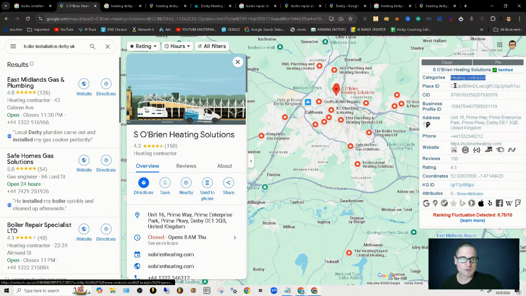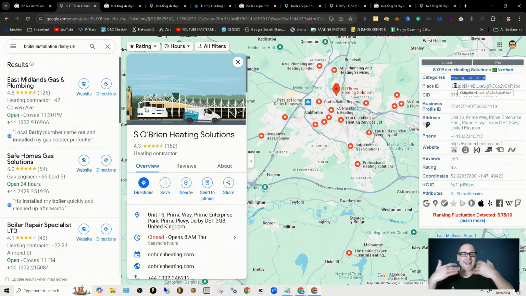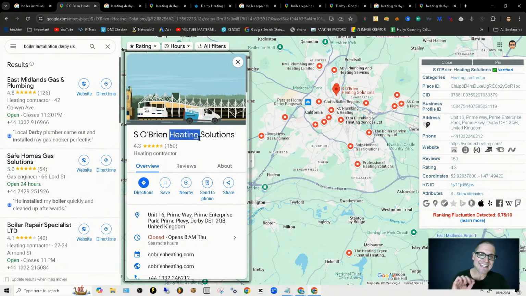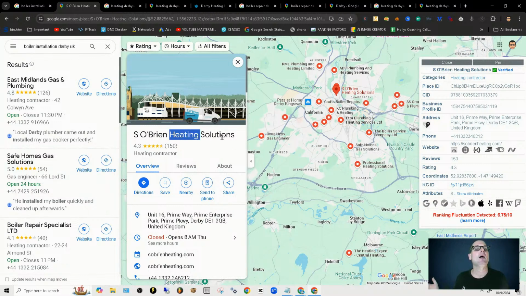We talked about the category here. I'm not telling you anything you don't know about this, right? The other piece is if you noticed, they put heating solutions. Now, this is their name, and I would always tell you to stay within the guidelines, especially with a real business.